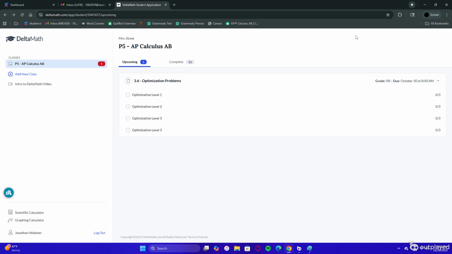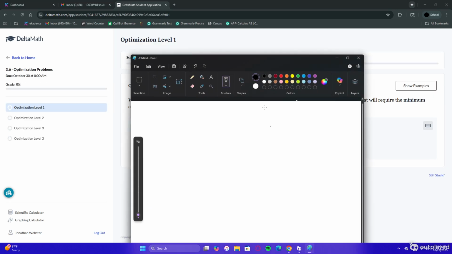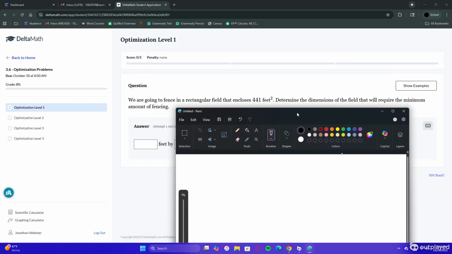Today we're going to be doing AP Calculus 3.6 and I'll be trying to guide you through how to do optimization problems. So first we're given a question that asks us to determine the dimensions of a rectangular field with the minimum amount of fencing, and this rectangular field encloses 441 feet.